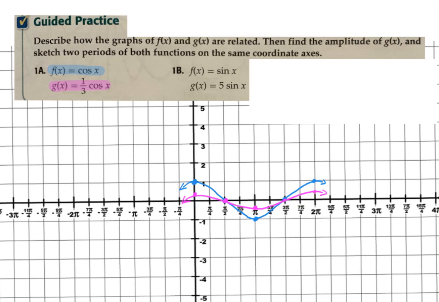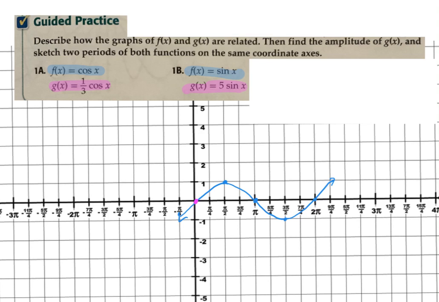All right, let's look at sine. So for sine, you would start at 0, go to positive 1, 0, negative 1, and 0. And that's my standard sine function. Then they want me to graph 5 sine of x. So I am going to start at 0.